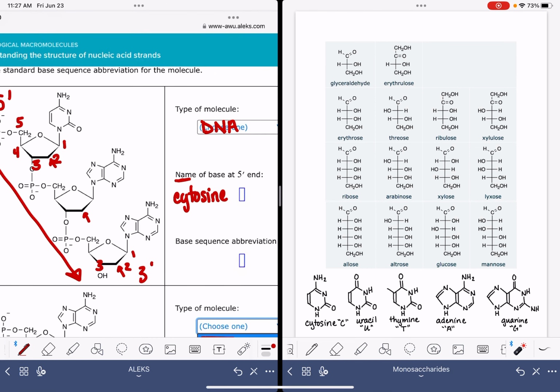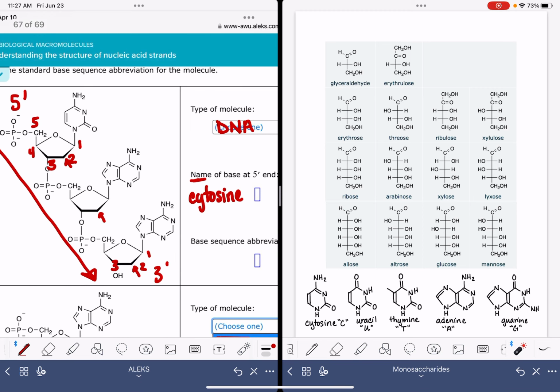And then, last but not least, it wants the base sequence abbreviation going from the 5' direction to the 3' direction using the single letter abbreviation. So we already know that the first one is cytosine. The second nitrogenous base we're looking at looks like it's this guy right here. So that is A. I'm just going to put these there. And the third one is the third nitrogenous base, exactly the same thing right there.